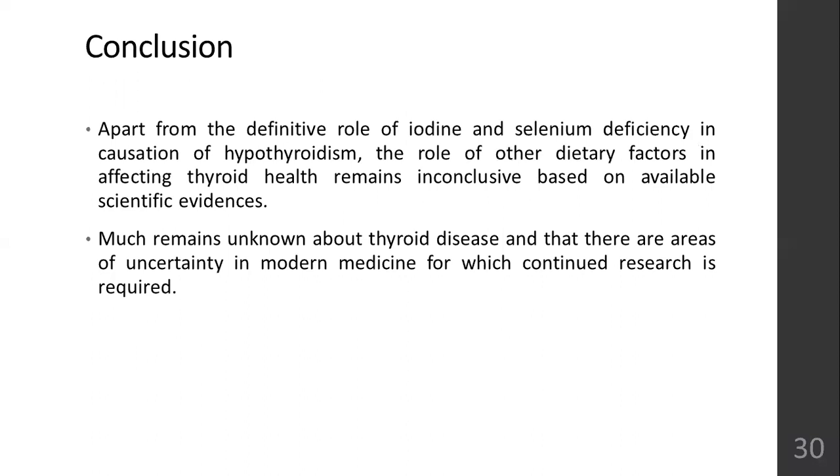Conclusion: apart from the definitive role of iodine and selenium deficiency in the causation of hypothyroidism, no other nutrient has shown any impact on thyroid health. It's only iodine and selenium for which we have concrete, evidence-based studies showing an association with hypothyroidism. No other nutrients have come forward with evidence to improve your thyroid health. Much remains unknown about thyroid disease, and there are areas of uncertainty. Modern medicine has to do more research in these areas, but so far, when it comes to thyroid health, the nutrients we should focus on are iodine and selenium, no other nutrients.